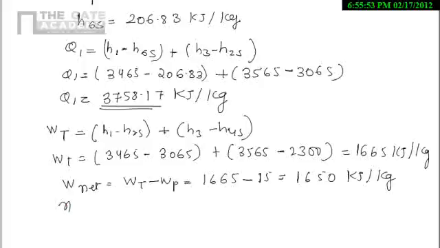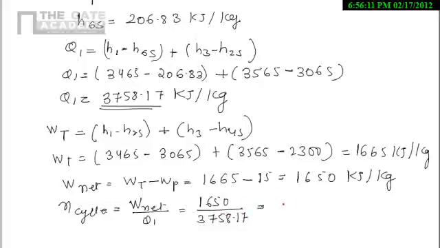So now we can calculate cycle efficiency. So the cycle efficiency is straightforward, W net by Q1. So 1650 divided by Q1, that is 3758.17. So we will get 0.4390, or we can say that 43.9%. That is the cycle efficiency. Here we are having W net, turbine work also.